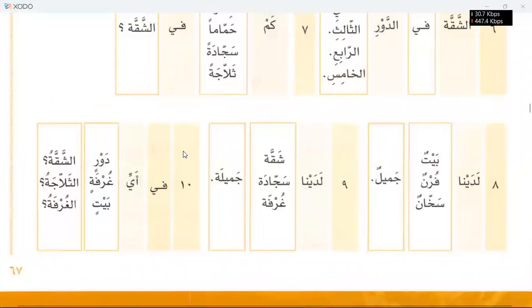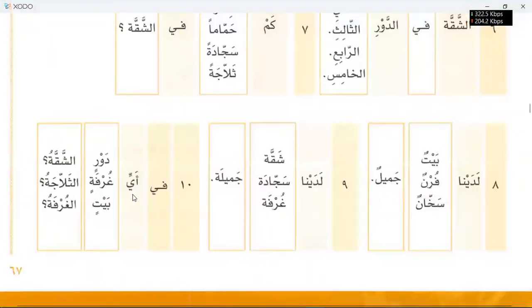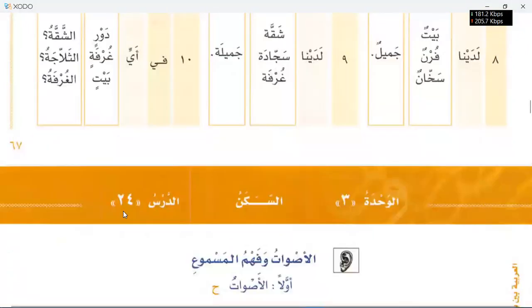Miss Karima. Fi ayyu dawrin shakatu. That means, in which floor is the apartment? Fi ayyu orhatin salaja. In which room is the fridge? Fi ayyu baitin orfa. In which house is the room?